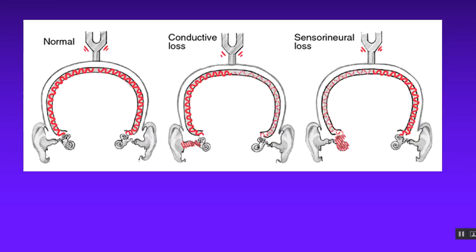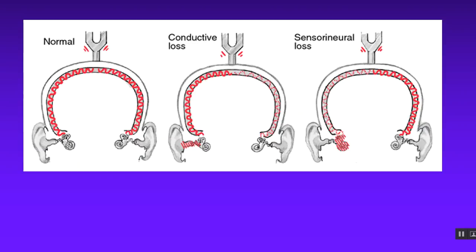So that's how you screen between normal, conductive, and sensory neural. You can do something similar with Rinne's test. You touch the mastoid process. Normally they should be able to hear that vibration, and you hold it there, and once they no longer feel or hear the vibration, you bring the tuning fork to their ear, and they should still be able to hear that.